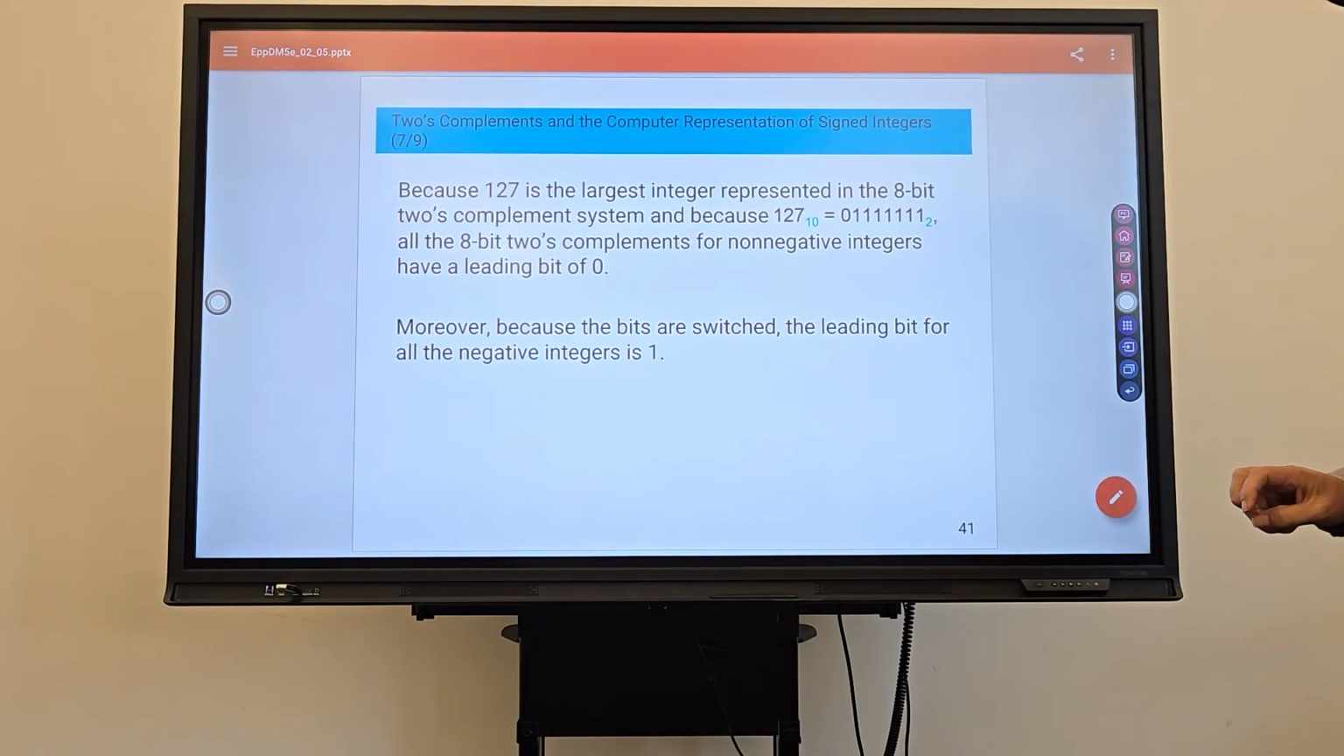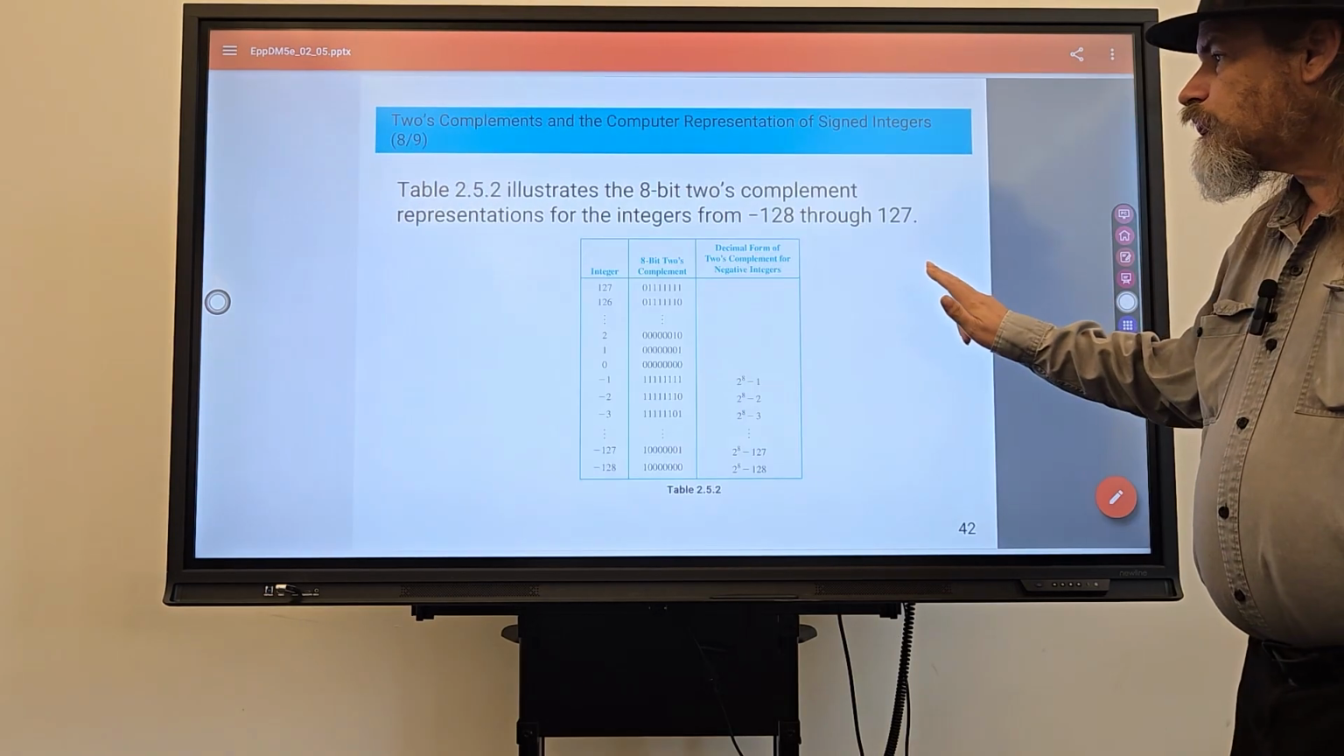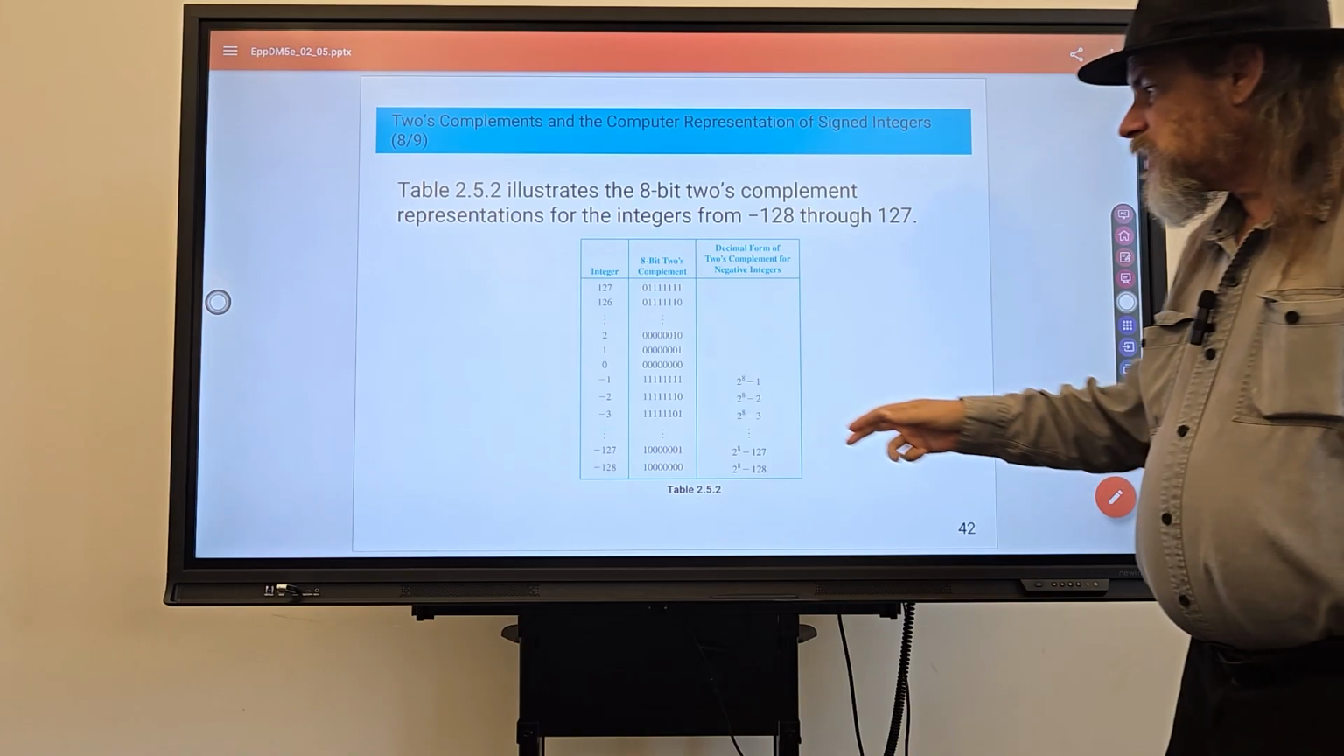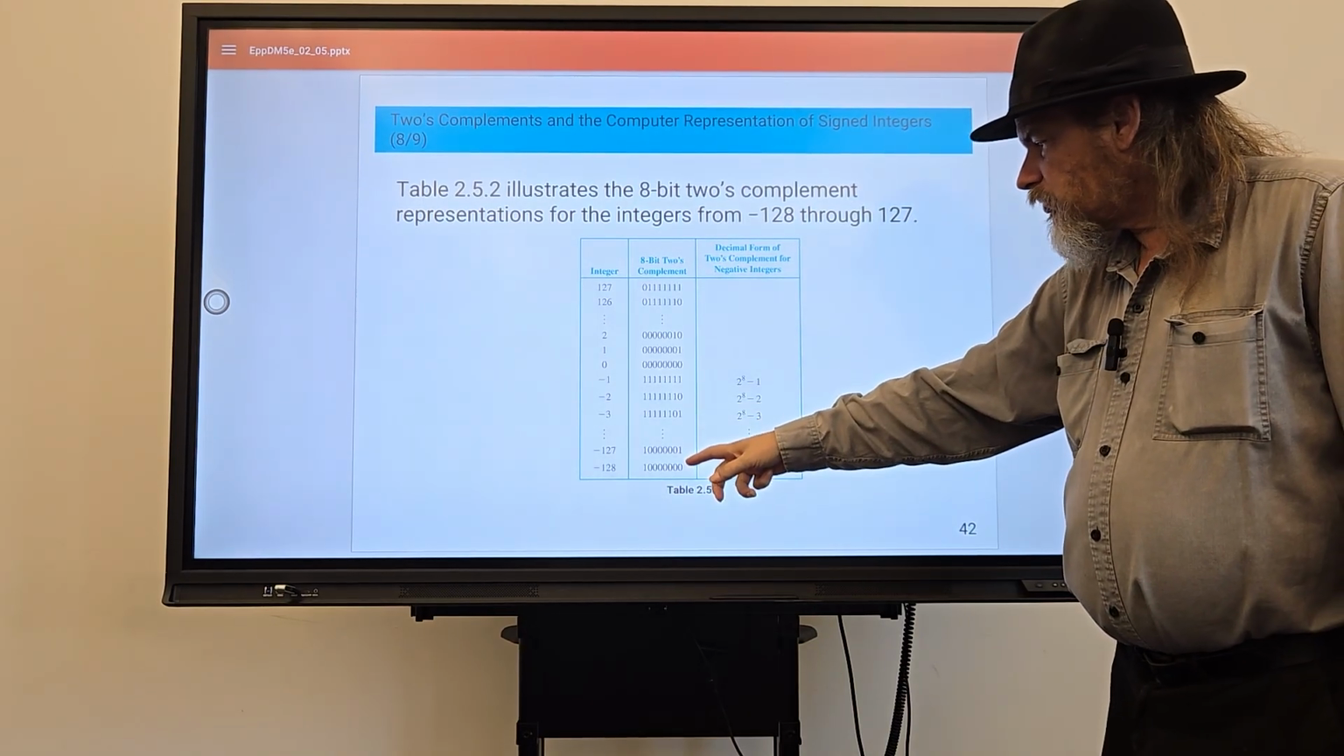Because 127 is the largest integer represented in the 8-bit 2's complement system, because it's 0, 1, 1, 1, 1, 1, 1, 1, all the 8-bit 2's complements for non-negative integers have a leading bit of 0. Because the bits are switched, the leading bit for all negative integers is 1. This shows how it works in a number line, so to speak.